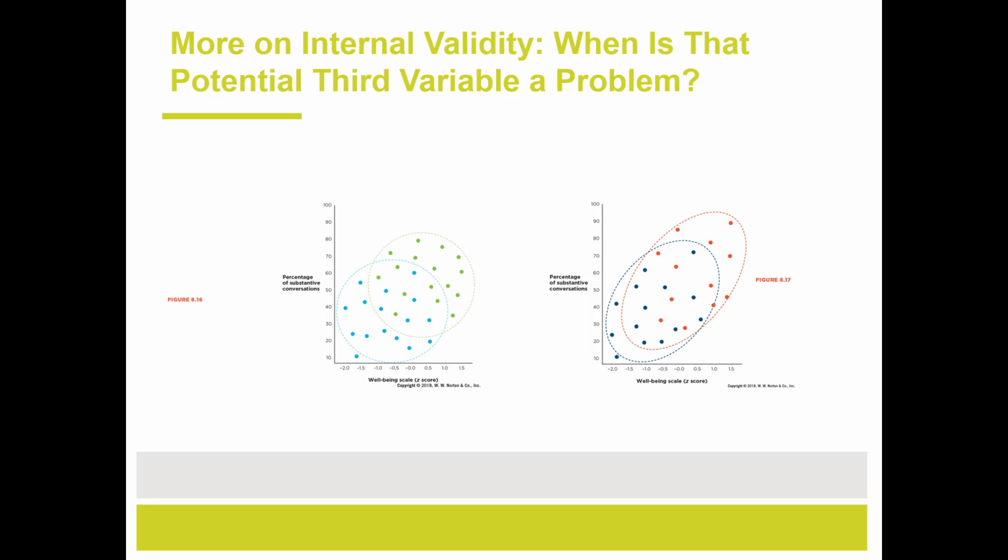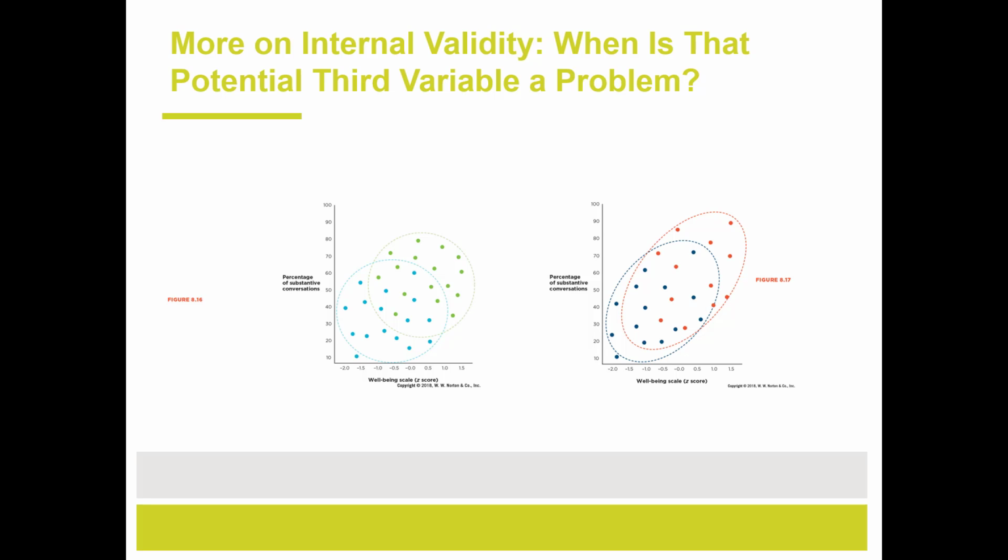But look what happens when we separate the participants into two subgroups based on education. The more educated participants are represented by green dots, and the less educated participants by blue dots. Notice that the more educated participants tend to score higher on both variables, and the less educated participants tend to score lower on both variables. If we look at the two subgroups separately, there is no positive association.